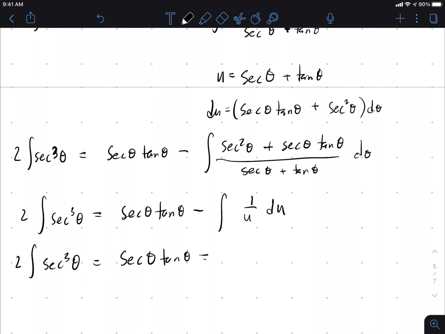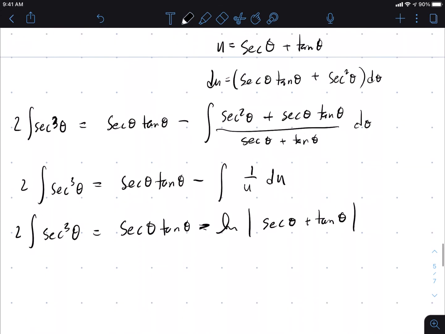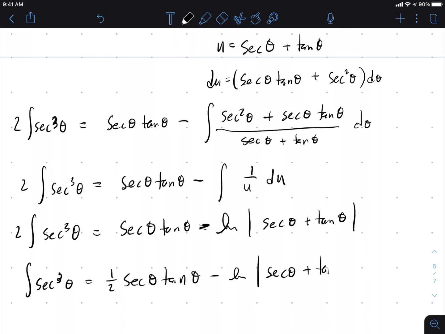The integral of du, or 1 over u, is ln, correct? Yes. And then we're going to put in what our u was, which was secant theta plus tangent theta. Oops, no d theta. Close the absolute value. And then we need to divide it by 2. So the integral of secant cubed theta is 1/2 secant theta tangent theta minus ln of secant theta plus tangent theta.